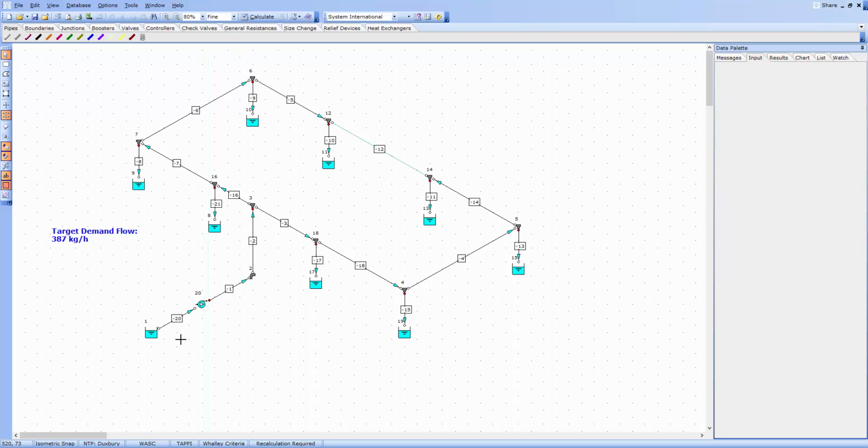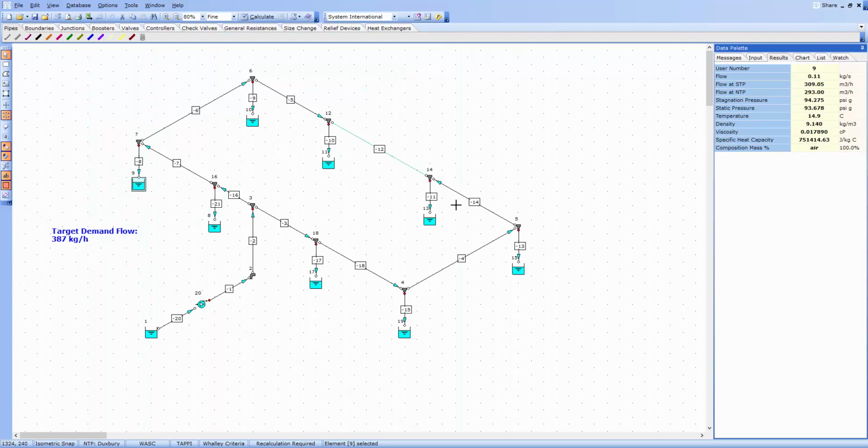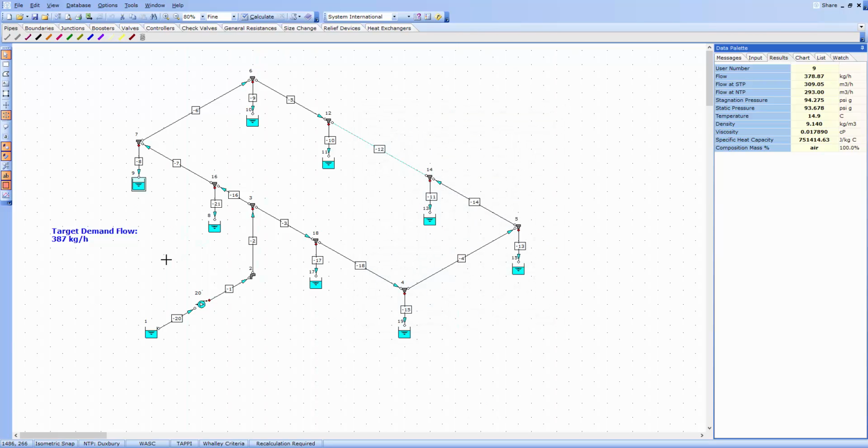So this is a compressed air system created by a new user. So we have air 7.5 bar gauge and the outlet pressure condition is 6.5 bar gauge at each of the outlets in this particular system. And the target demand flow rate in this system was 387 kilograms per hour at each of these outlets. So let's see, I'm looking at kilograms per second here, so we'll change it to kilograms per hour just to see if we're close. So 378 is the calculated value and 387 was the target value.